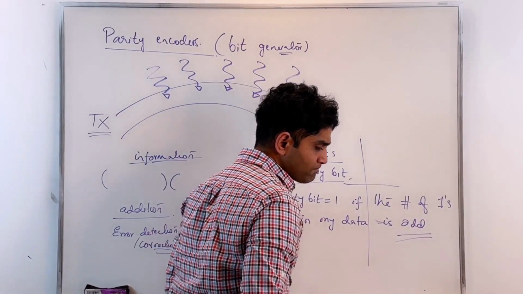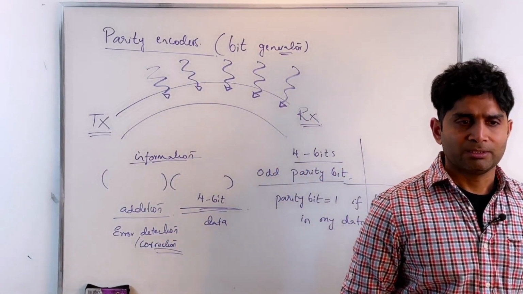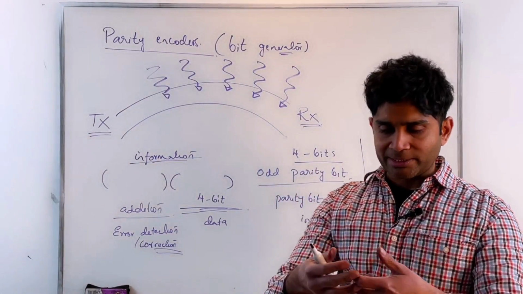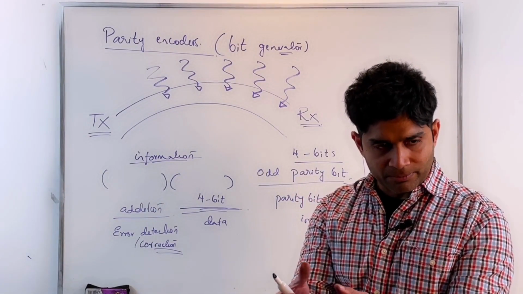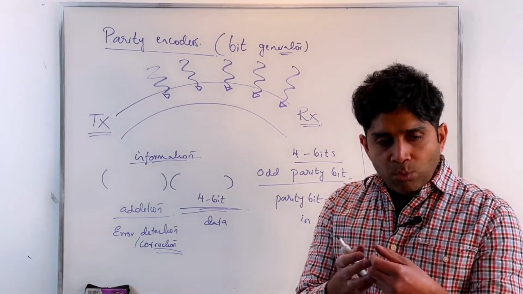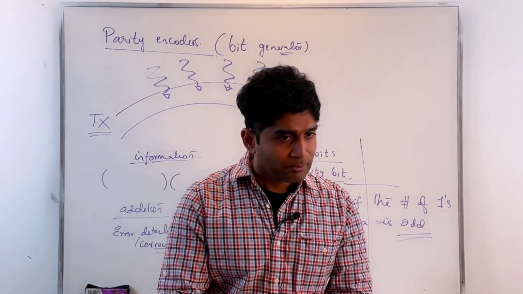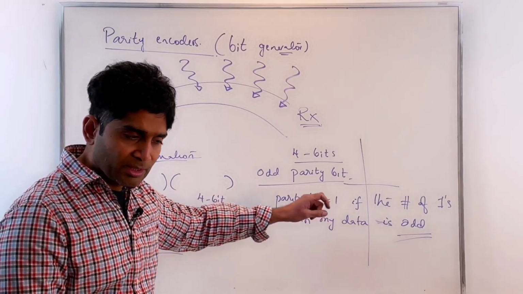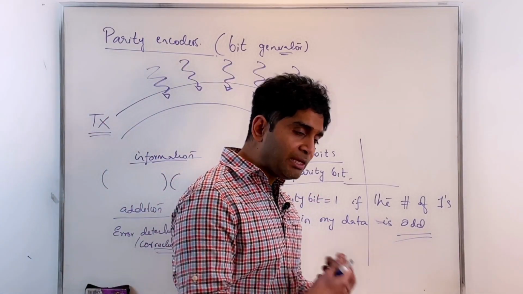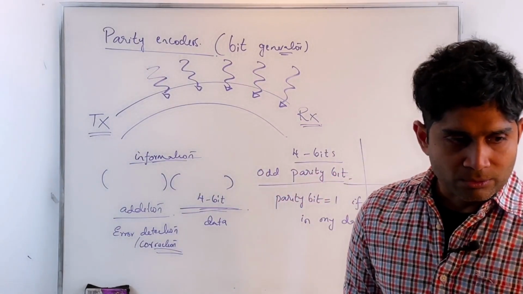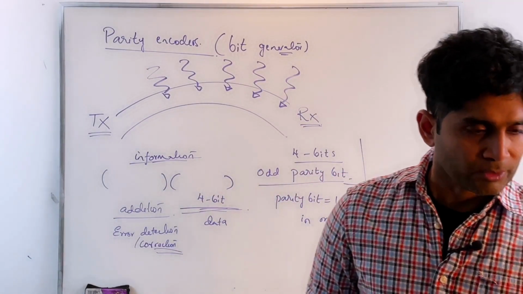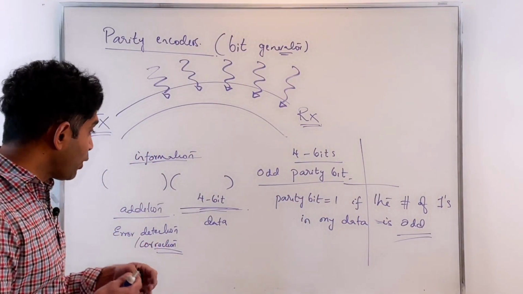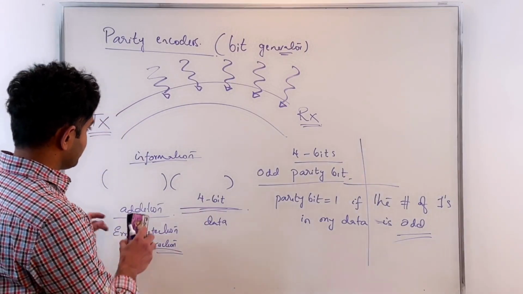So a very simple way of doing it, right? I will look at my data before I transmit it. I count the number of ones in my data stream. If the number of ones add up to be an odd value, I would generate a parity bit of 1. If the number of ones turn out to be even, I generate a parity bit of 0. Now, once I generate them, I would transmit them along with my actual data packet.